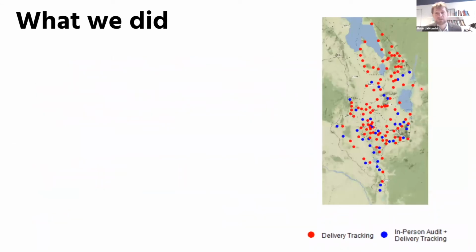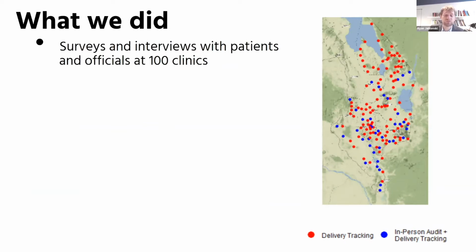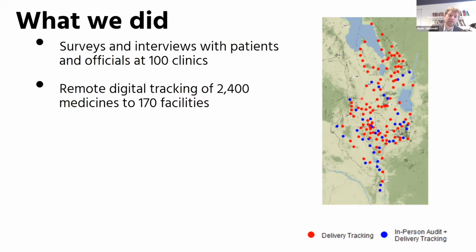So what we did in the course of 3 years of research is, first, at the beginning of the research, we did a fairly in-depth set of surveys and interviews of patients, clinical officials, and health committees at 100 clinics. You can see those more or less correspond to the blue dots on the map here. Additionally, following those surveys and interviews, we conducted an audit of delivery activities in southern Malawi. We tracked 2,400 medicines going to 170 facilities throughout southern Malawi. I'll talk a little more about how we did that and why we think it worked well, but basically we have data on exactly where all of those 2,400 medicines were delivered and where they were at each point in the procurement chain.